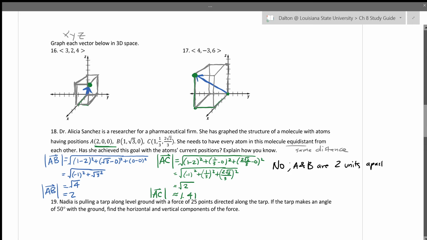A and B are 2 units apart. And A and C are about 1.41 units apart. If they were equidistant, they would literally have the same distance.